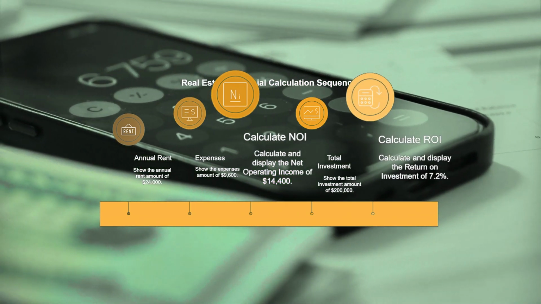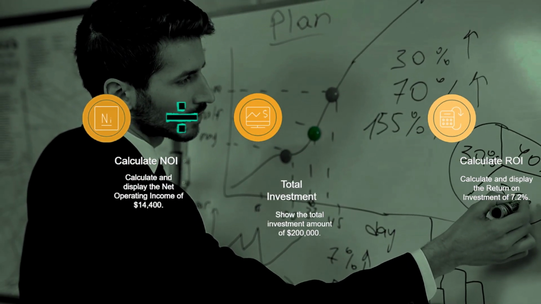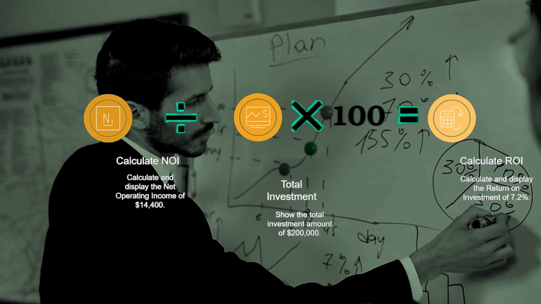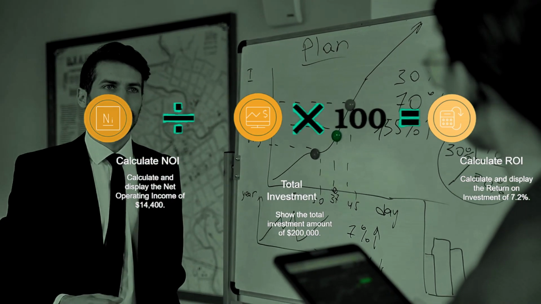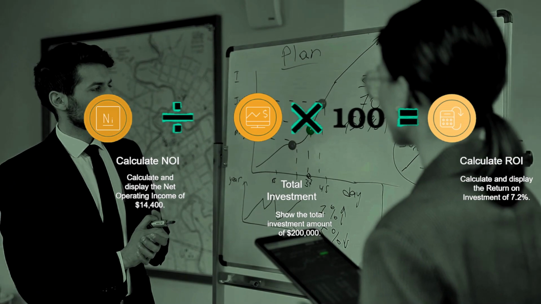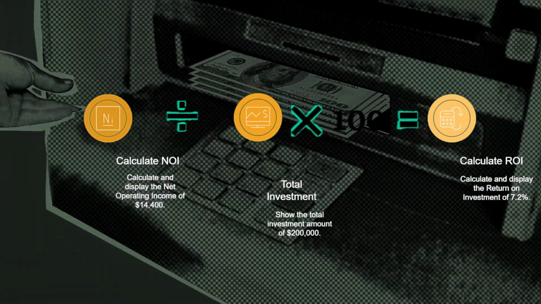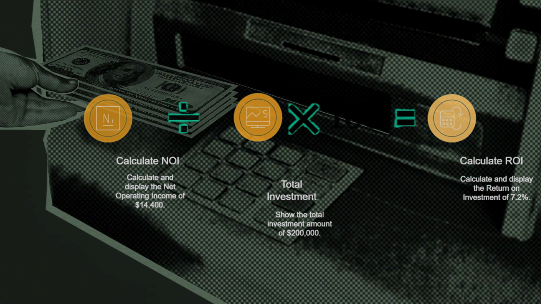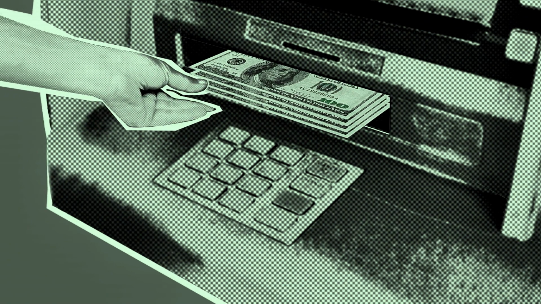Now, to calculate ROI, you divide that NOI by your total investment, which includes the purchase price, closing costs, and any upgrades, and multiply by 100. So, if your total investment is $200,000, your ROI would be $14,400 divided by $200,000 times 100, or about 7.2%. This means your property is generating a 7.2% return each year, which is pretty solid for rental investments.